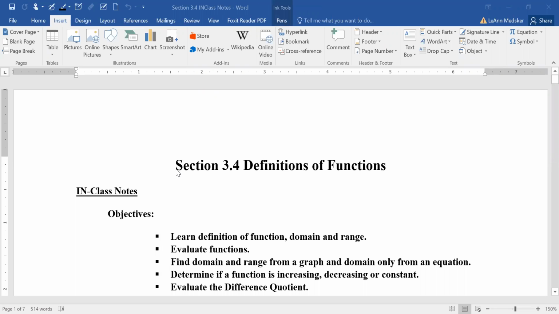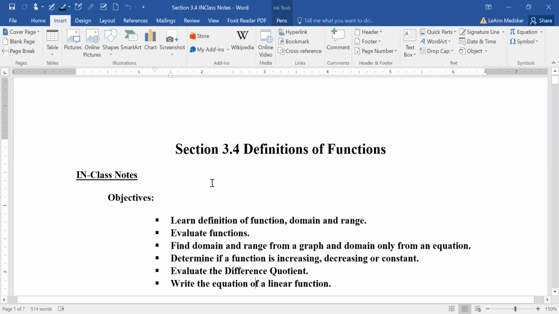All right, this is the section 3.4 definition of a function in class notes. Objectives for this video are going to be to learn the definition of a function, domain, and range, how to evaluate functions, finding domain and range from a graph, and domain only from an equation, because it's not easy to find the range that way.